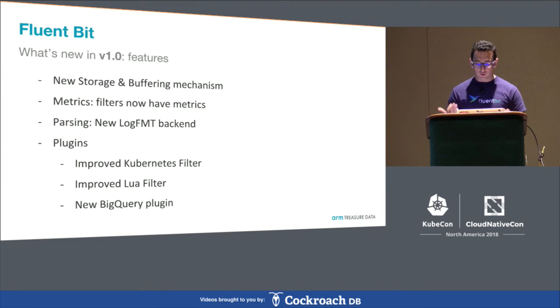We have a new parsing log format backend. We have an improved Kubernetes filter. We improved the Lua filter. We have a new BigQuery plugin. But there are many changes that, of course, we're not going to list here because there are bug fixes on most of the plugins. We have performance improvements, improved documentation too.